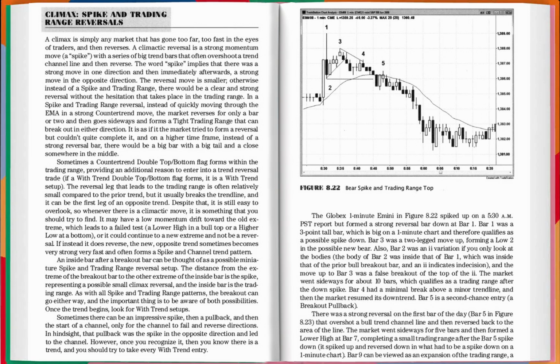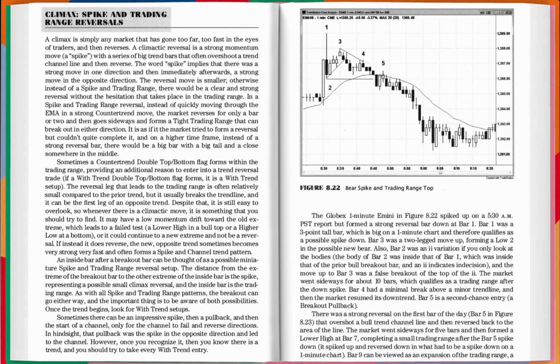The market went sideways for about 10 bars, which qualifies as a trading range after the down spike. Bar 4 had a minimal break above a minor trend line, and then the market resumed its downtrend. Bar 5 is a second chance entry, a breakout pullback.